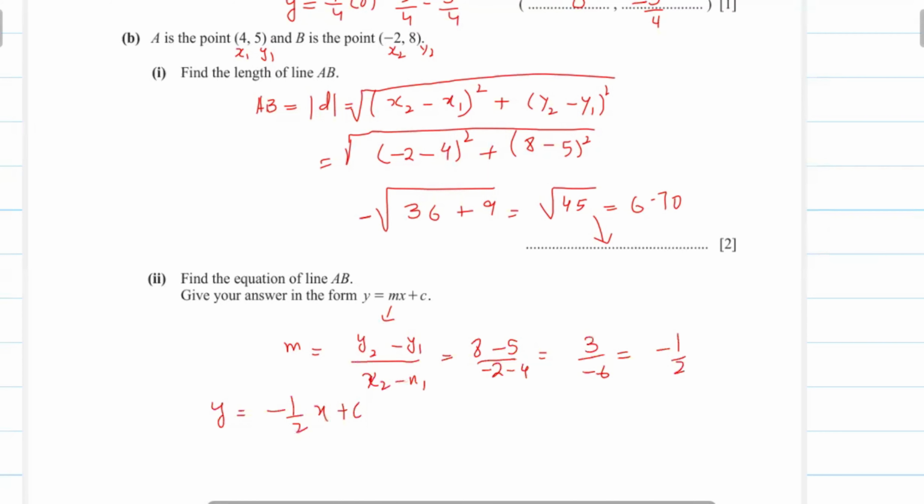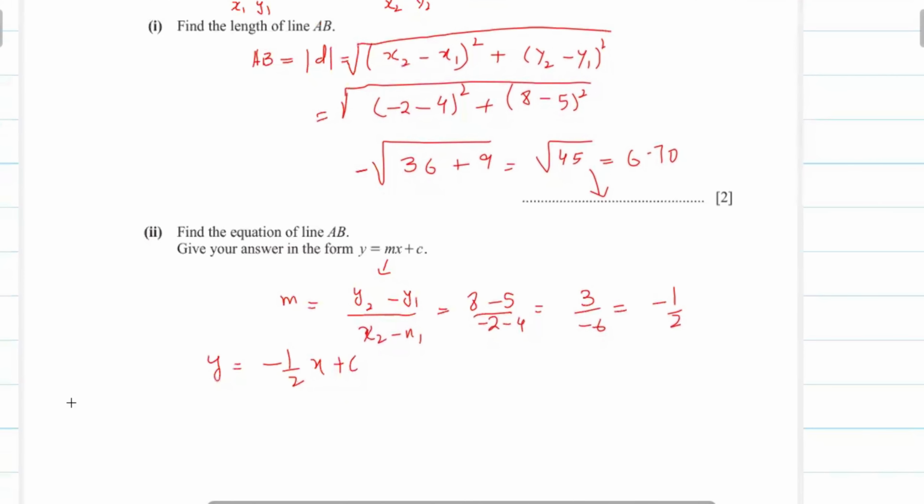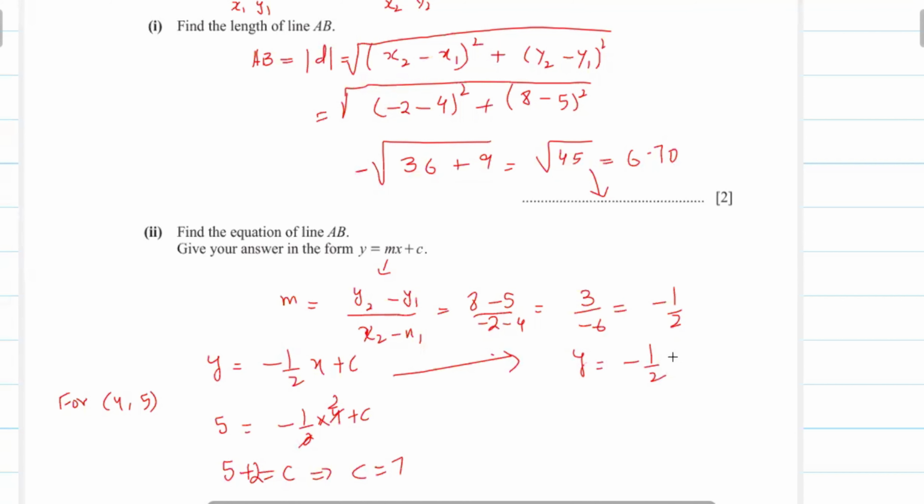Now to find c, we put the values of point A, (4, 5), in this equation. The value of y is 5. The value of x here is 4. Therefore, we can write it as 5 equals minus 2 plus c, so 5 plus 2 equals c, and c will be equal to 7. Therefore, this equation becomes y equals minus 1 over 2 x plus 7, and this is the answer.